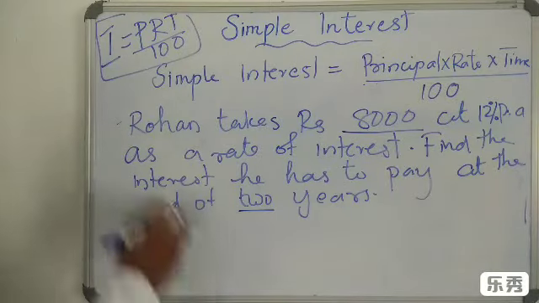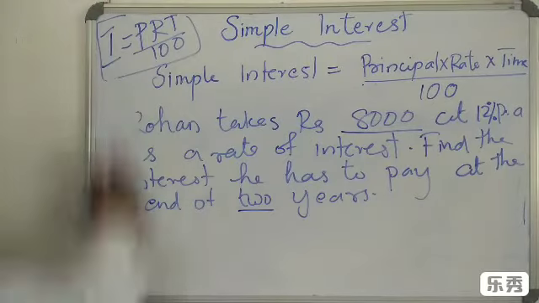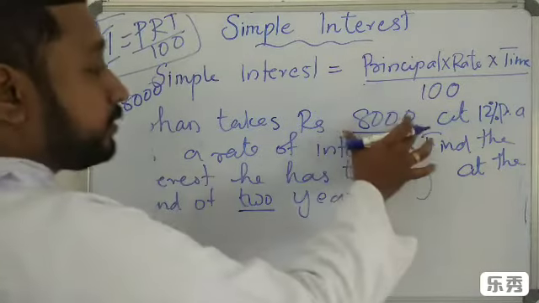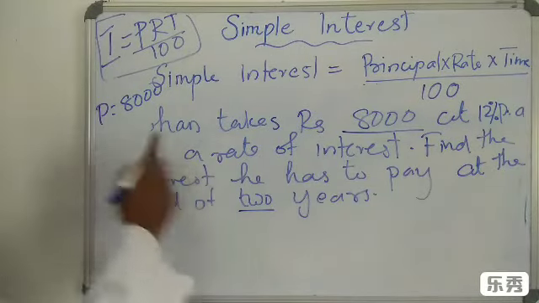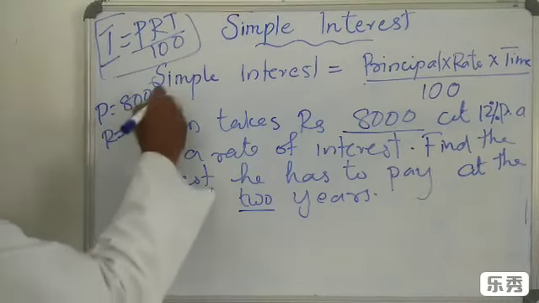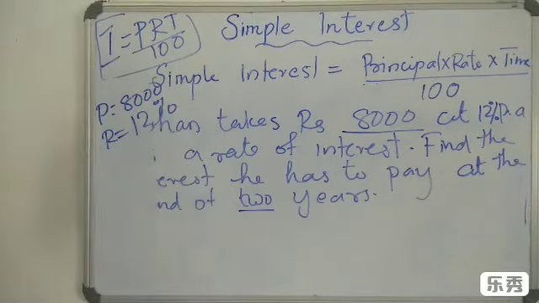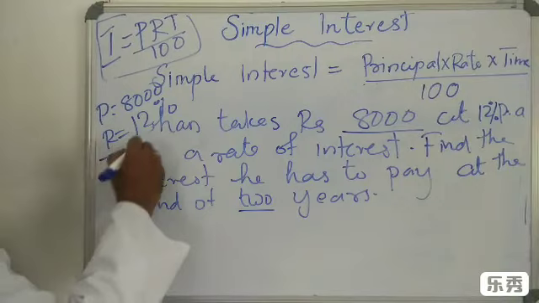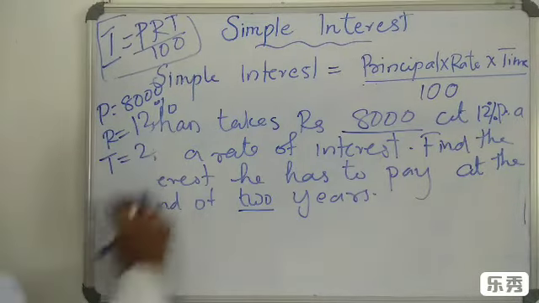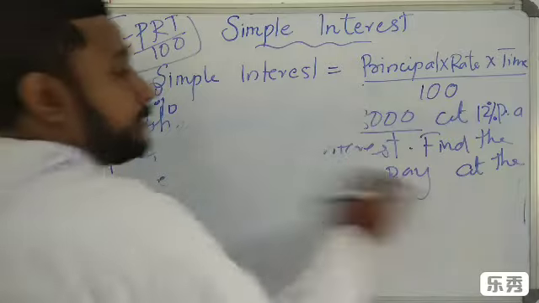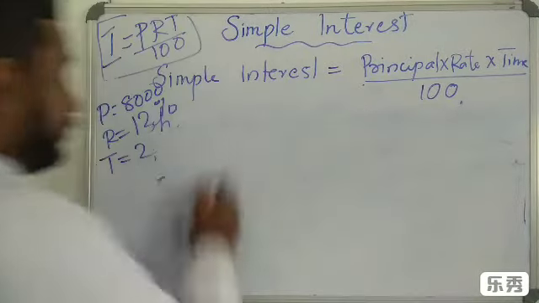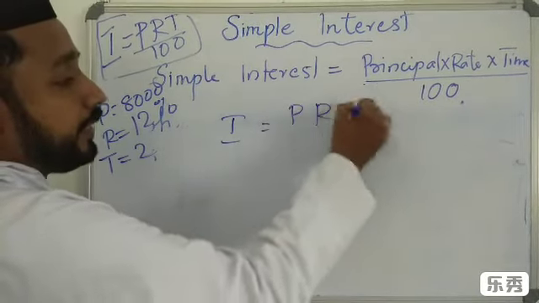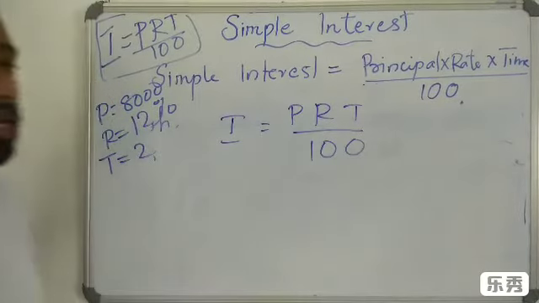So here P is equal to 8,000. He borrows 8,000 rupees. Then rate, R is equal to 12%. Then time: after the end of 2 years, we have to find the interest after 2 years. So time T is equal to 2. So using the formula, we can find the simple interest. I is equal to P R T by 100.